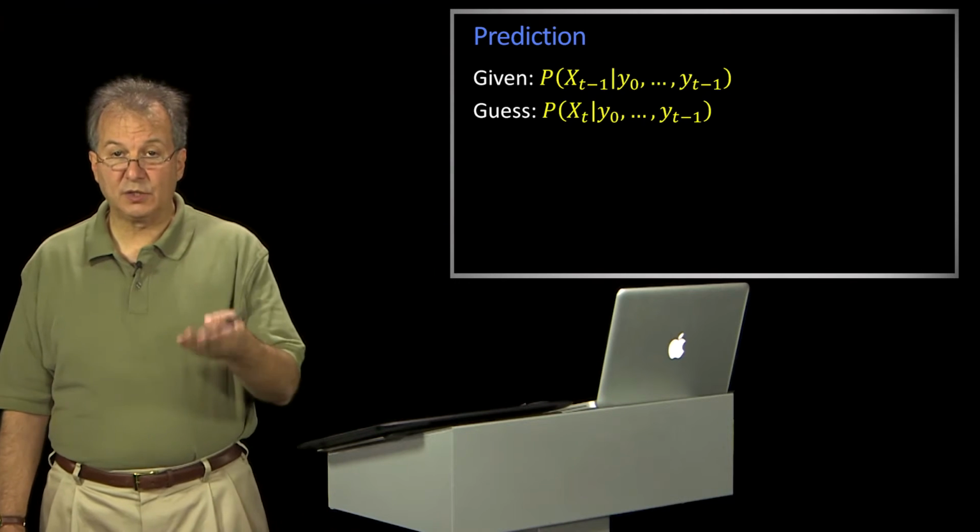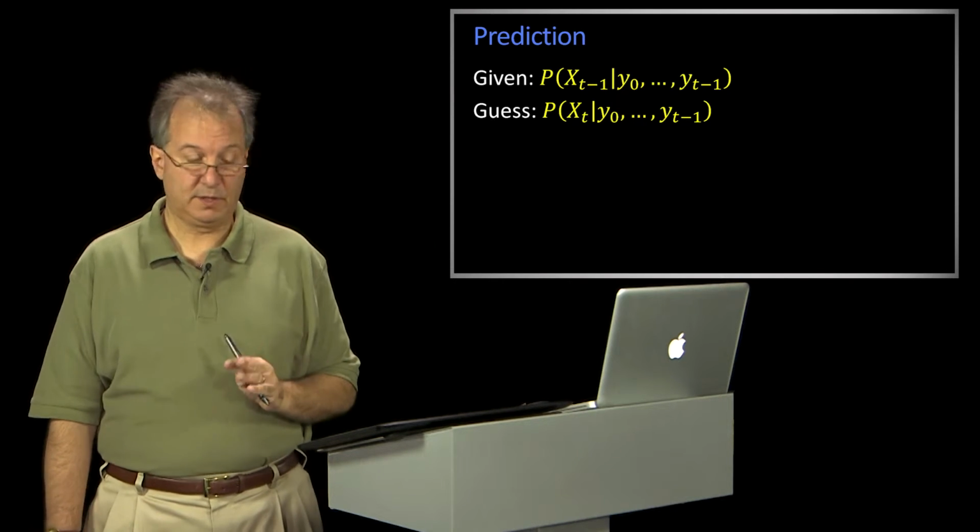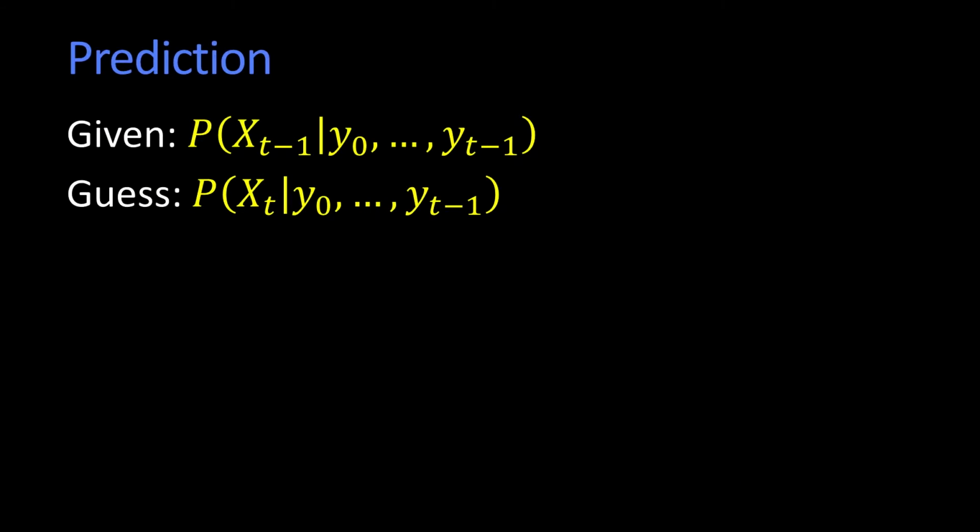So now let's look at these steps one at a time. Let's first look at the prediction step, okay? So our prediction step is, given some belief about x at t minus 1, and given the measurements all the way up through t minus 1, make a prediction of xt, the state at time t, still given only the measurements through time t minus 1.